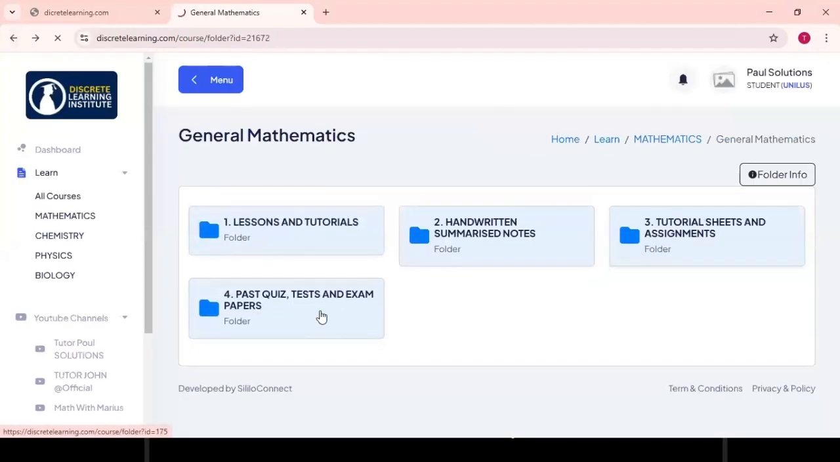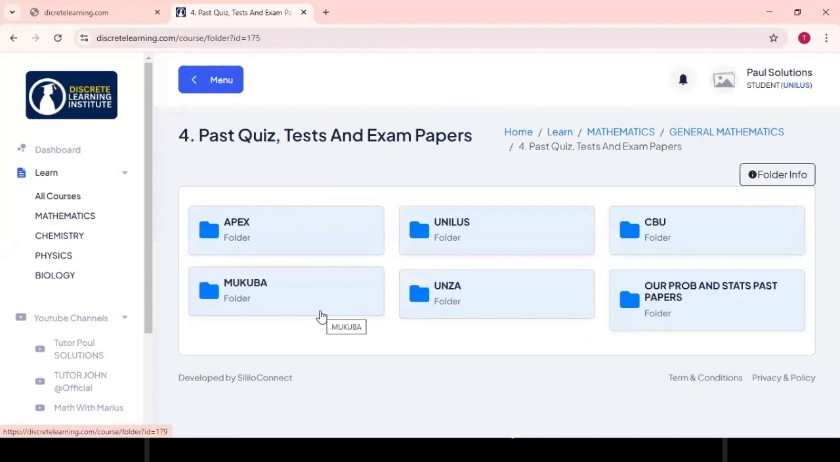And then when you go to the past quiz, test, and exam papers, you're going to find a similar setup to the tutorial sheet folder. So if you're from Apex, you go to Apex. If you're from Unilas, you go to Unilas. If you're from Mukuba, you go to Mukuba.